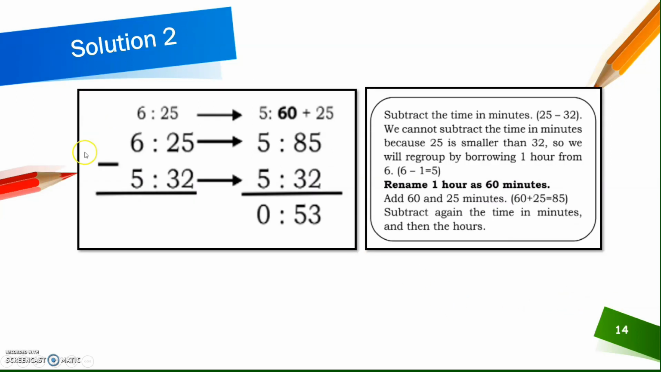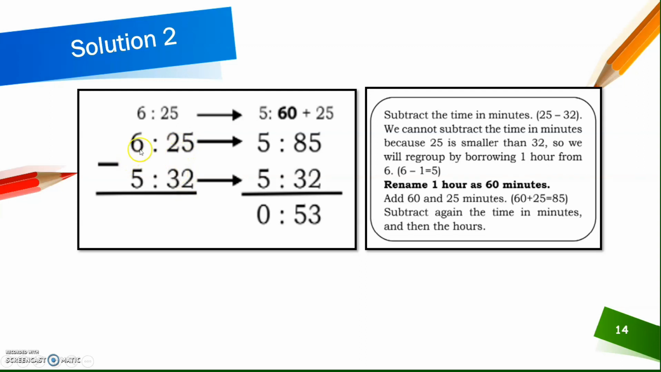Or pwede rin namang gumamit ng ganitong method. Ito yung subtraction na sinasabi ko kanina. So, nag-start tayo sa 6:25 minus 5:32. So, ito yung start time, ito yung end time. Pero since mas malaki yung number ng end time, siya yung nasa ibabaw. Okay po? Kasi ganun mag-subtract. So, dahil maliit ang 25 sa 32, hindi tayo pwedeng mag-subtract ng ganyan.